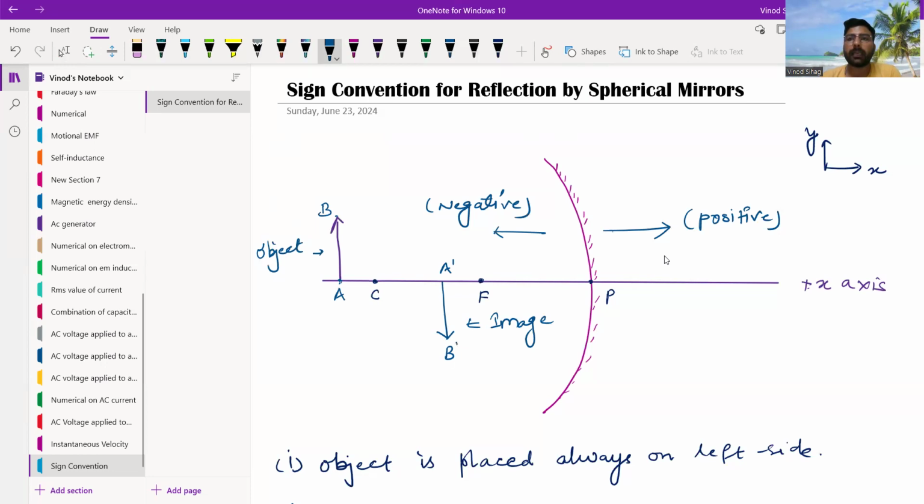It should not be like any oblique distance. We will not take that. We have to take the perpendicular distance only. And now again the question comes: which will be positive and which will be negative? Here also the vertical distances will be taken as positive, or we can say vertically upward distances will be taken as positive, and vertically downward distances will be taken as negative.